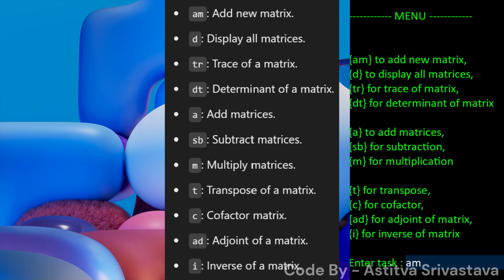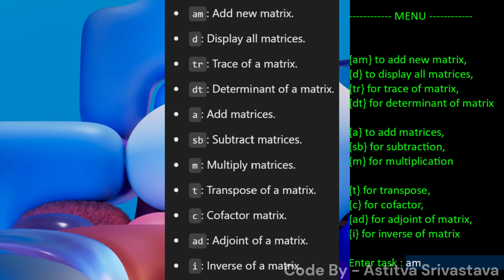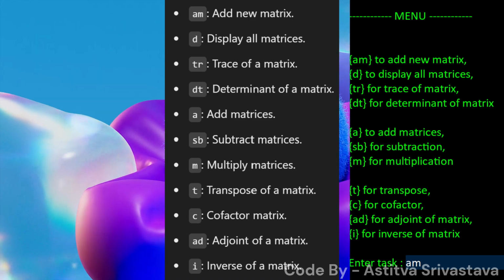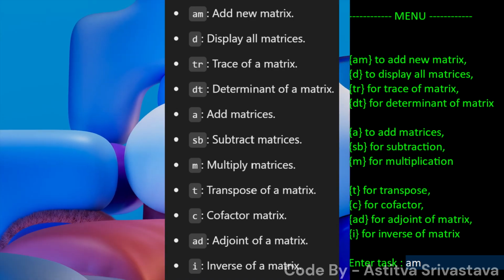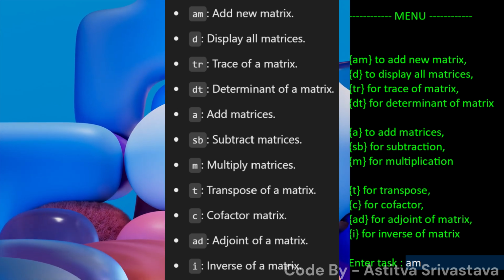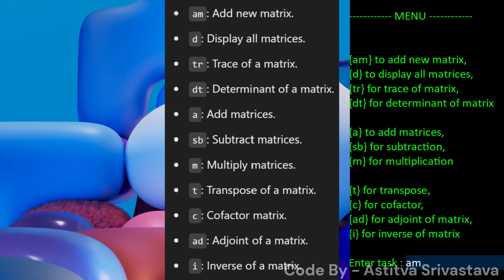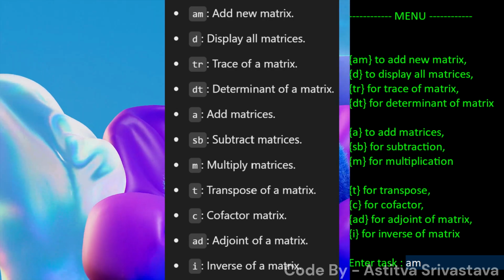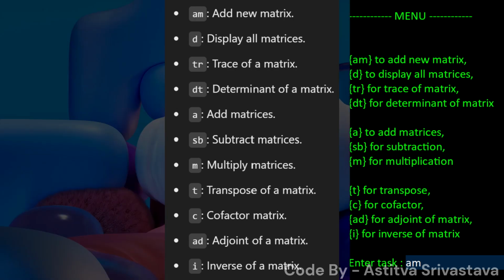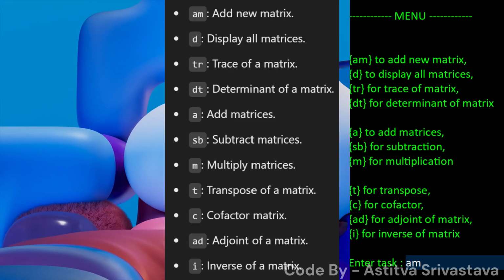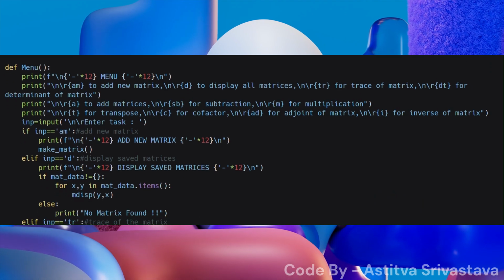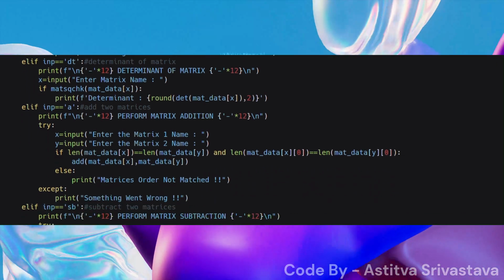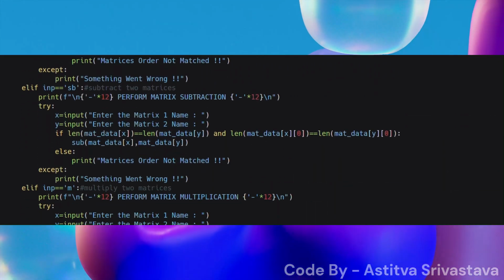DT. Determinant of a matrix. A. Add matrices. SB. Subtract matrices. M. Multiply matrices. T. Transpose of a matrix. C. Cofactor matrix. AD. Adjoint of a matrix. I. Inverse of a matrix. User input. The user is prompted to enter a task inp. This input will dictate which operation to perform next, and based on the input, the program will call the corresponding function.